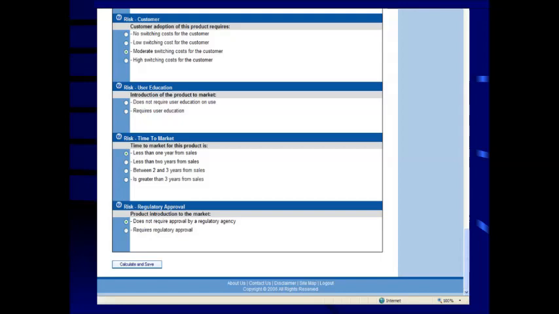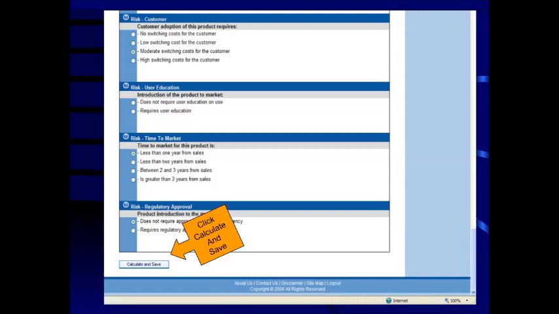This slide reflects risk associated with switching cost, customer education, time to market, and regulatory requirements. Once you've completed all of your questions, click the Calculate and Save box to generate your product risk score. This concludes our discussion on product readiness.